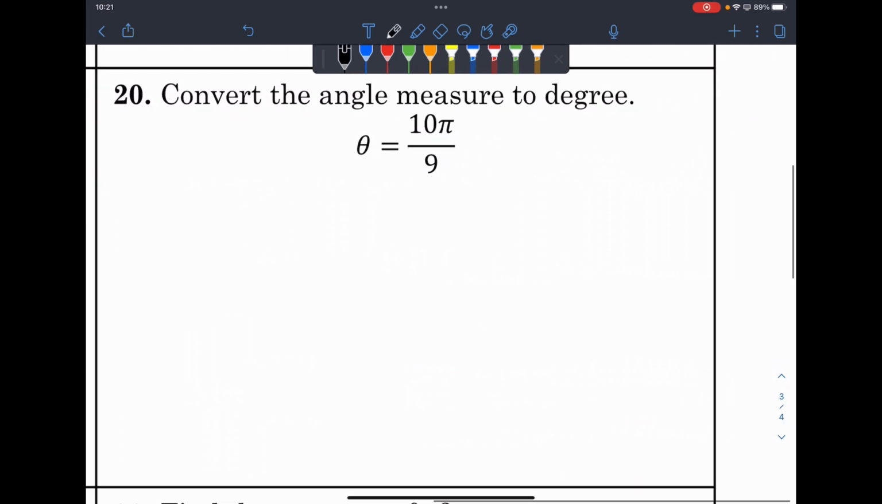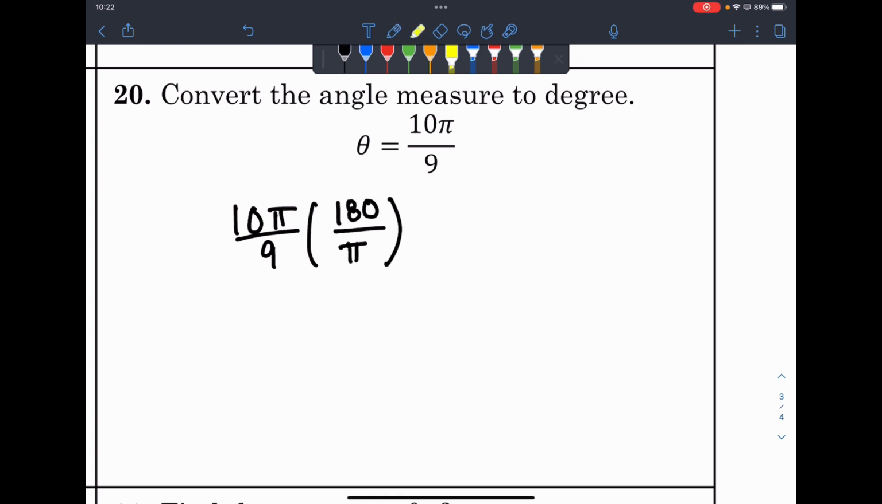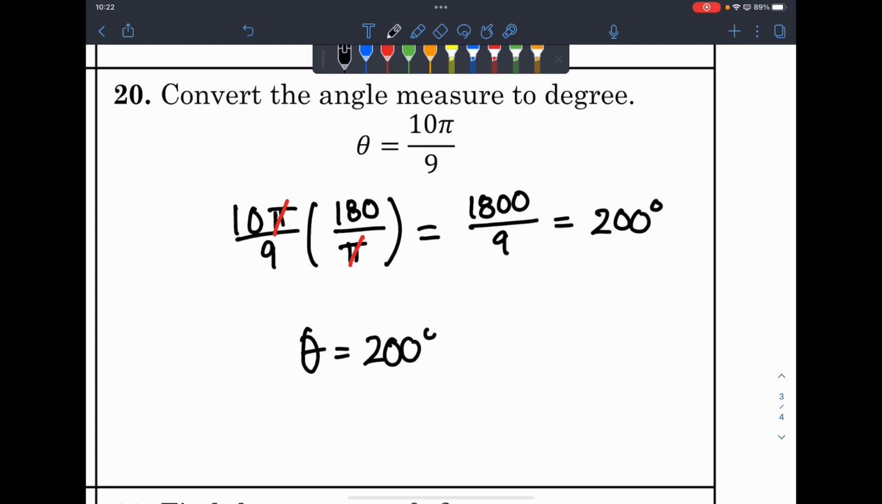Now moving on to our trig. To convert an angle from radians to degrees, here we have the radian measurement of an angle, and we want to convert it to degrees. We simply multiply by our converter of 180 over pi. That reduces the pi's to a 1, and multiplying across is 1800 divided by 9, which when we divide that, that's a total of 200. So 200 degrees. So theta equals 200 degrees.